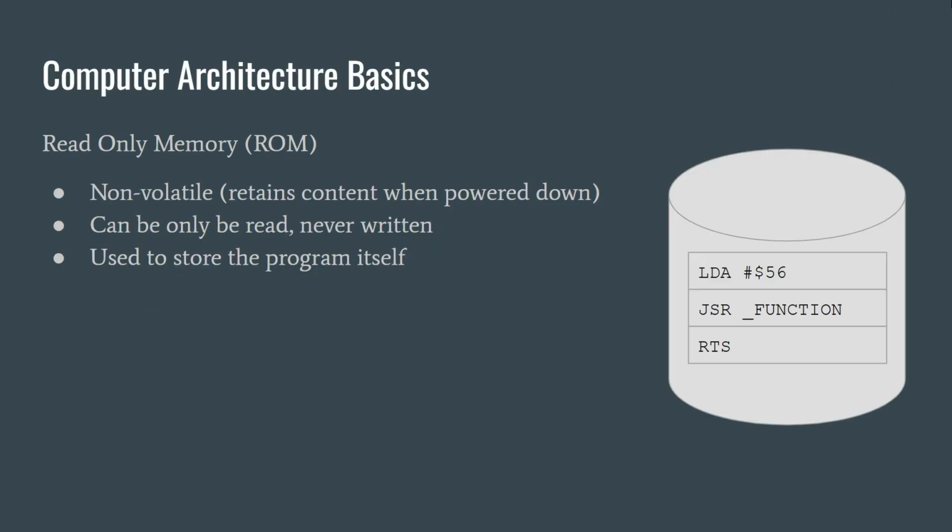All right. First, ROM, read-only memory. This is non-volatile storage, which means the content remains after a power down. It usually can only be read and never written to, and normally ROM is used to store the program itself. Now, obviously, this isn't always true.